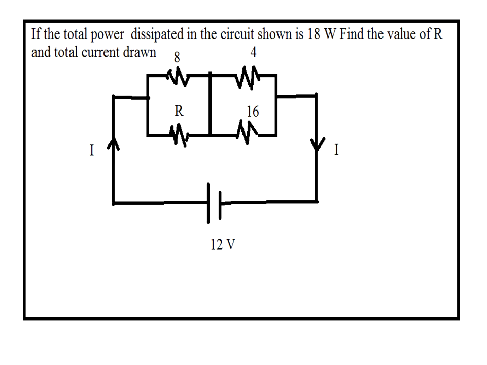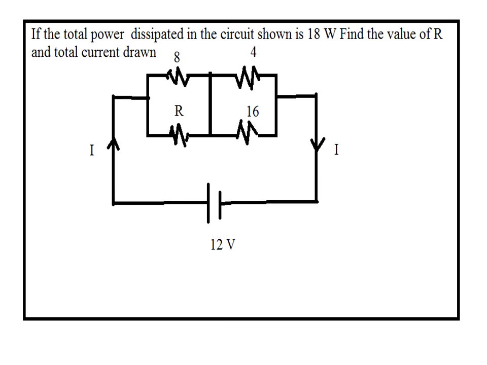So, again we have to see one problem depending upon power. The total power dissipated in the given electric circuit is 18 watt. Find the value of R and also the total current drawn. The circuit diagram is given. This question is asked a number of times in the VTU question paper for 8 marks.